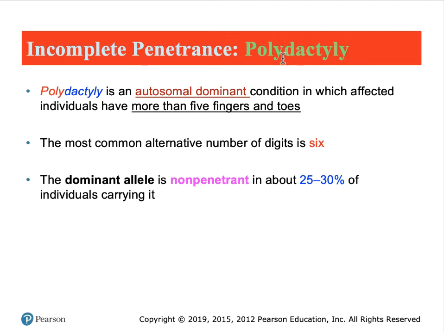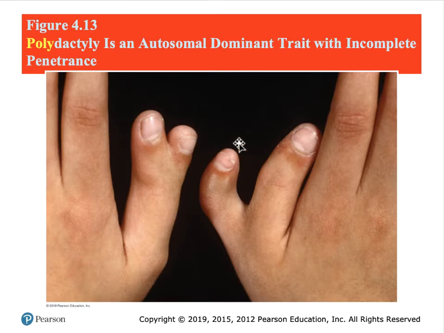The best way to study this is to look at an example. Polydactyly is the example in humans where they have extra fingers or toes. It's an autosomal dominant condition, so a big letter will make you susceptible to this. The most common manifestation is an extra digit on one of the fingers, therefore leading to six, as indicated in figure 4.13.